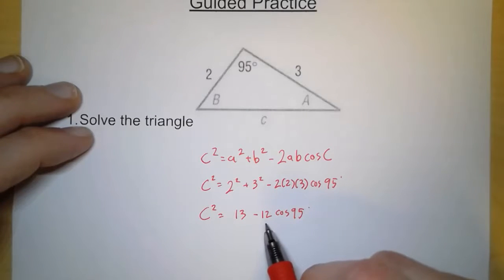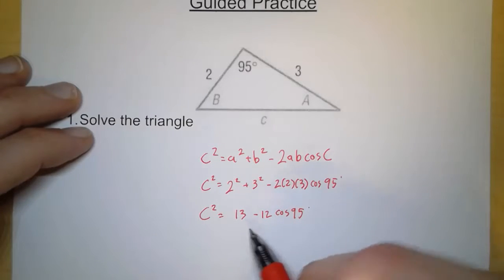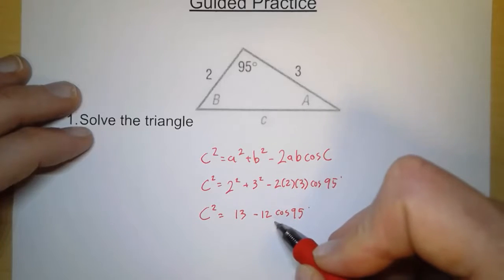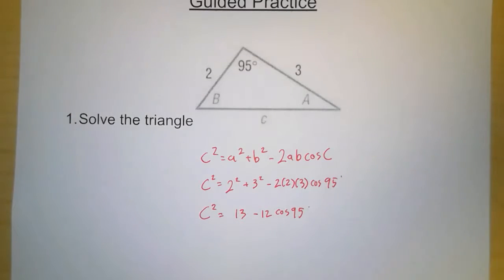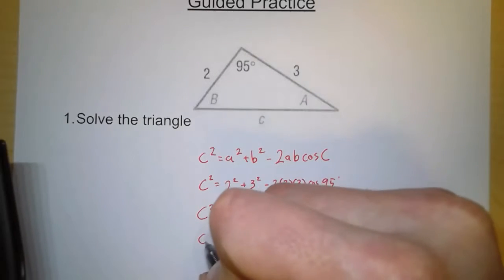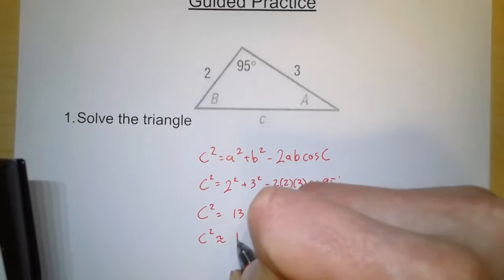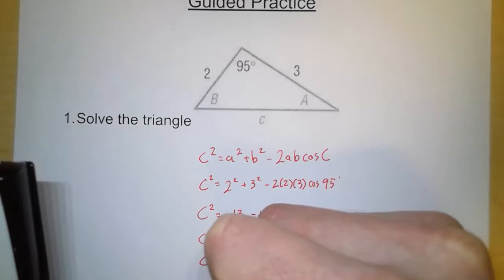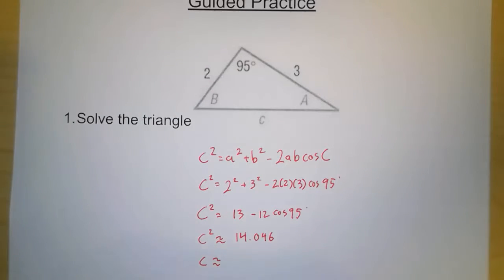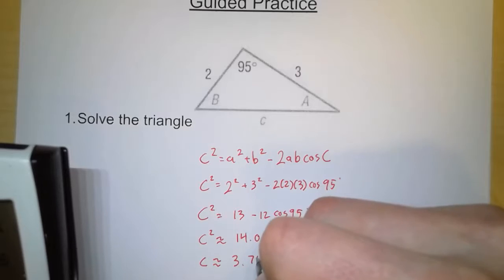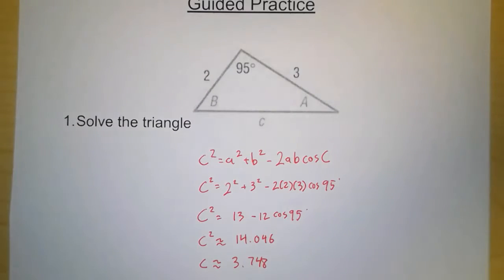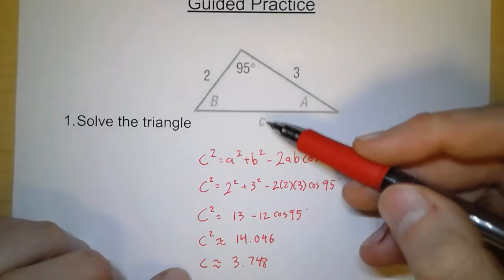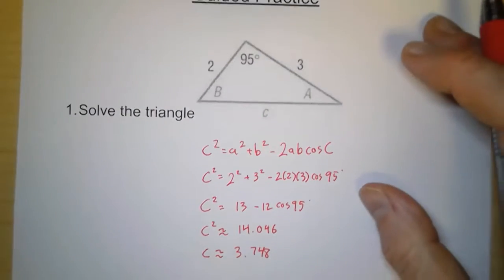Now remember, cosine is attached to 12 but not 13, which means you can't put parentheses around 13 and 12. That would violate order of operations. So we have to type this into our calculator as we see it right here: 13 minus 12 times cosine of 95. So that means c squared is roughly 14.046. So when we take the square root, c is roughly 3.748. But now that we have side c, now we can find angles A and B.